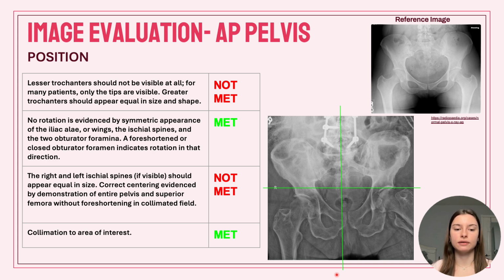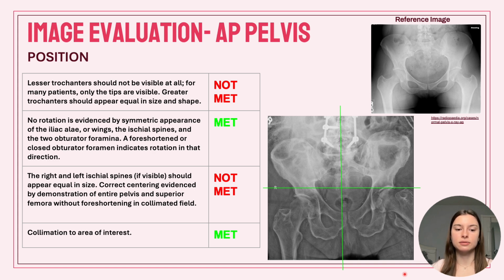No rotation is evidenced by symmetric appearance of the iliac alae or wings, the ischial spines, and the two obturator foramina. A foreshortened or closed obturator foramen indicates rotation in that direction. So I did say met for this one, although the ischial spines are kind of hard to see on this radiograph. The iliac wings do appear symmetric in size and shape, and so do the obturator foramen. One isn't closed off more than the other. Next, we have the right and left ischial spines, if visible, should appear equal in size.